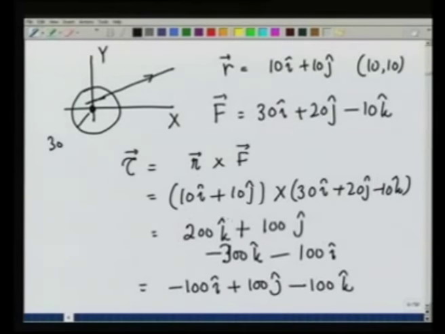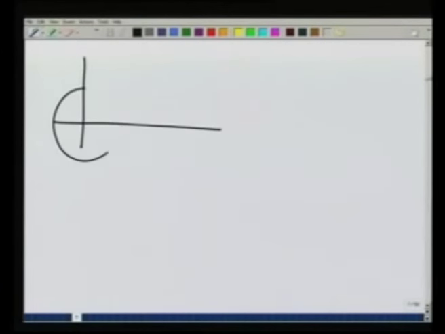That is the total torque, but I want to find the torque about axis z, because this disk is free to rotate about axis z. So, let me make the picture again. Here is the disk. The torque came out to be minus 100 i plus 100 j minus 100 k, torque vector.